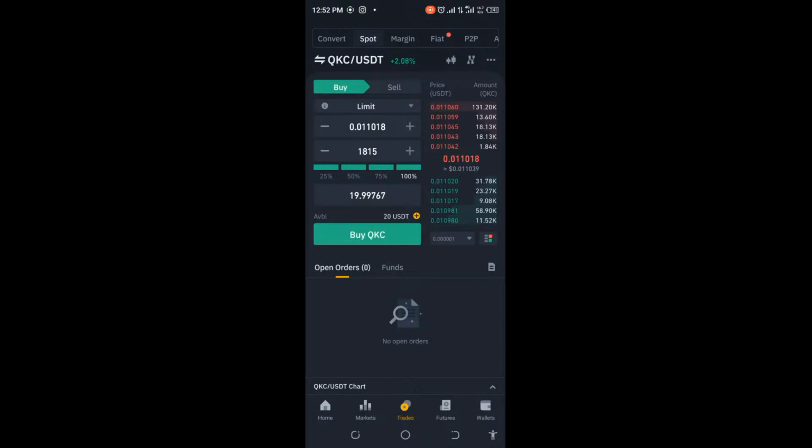If I buy this and wait, what's going to happen is I'm just going to get 1815. But if I click on the first red, let me go back, and I put 100%, I'm just going to lose 4 of that. So that's like 4 cents.